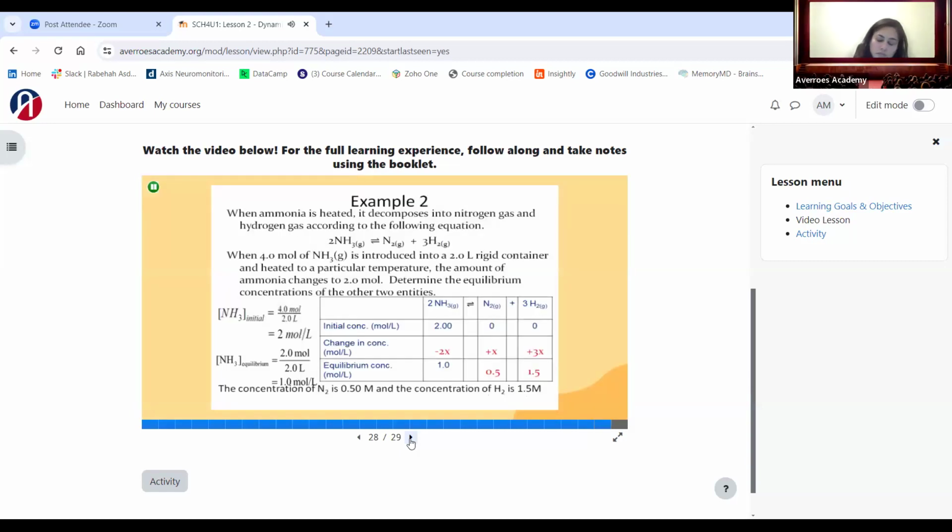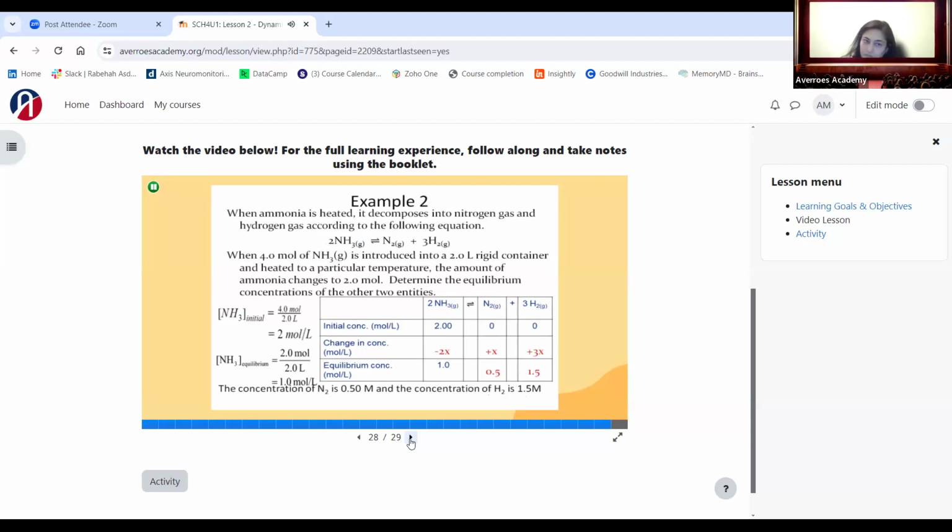Our final example. When ammonia is heated, it decomposes into nitrogen gas and hydrogen gas according to this equation. When 4 moles of ammonia is introduced into a 2-liter rigid container and heated to a particular temperature, the amount of ammonia changes to 2 moles. Determine the equilibrium concentration of the other two entities.